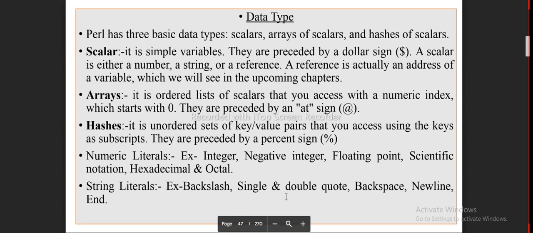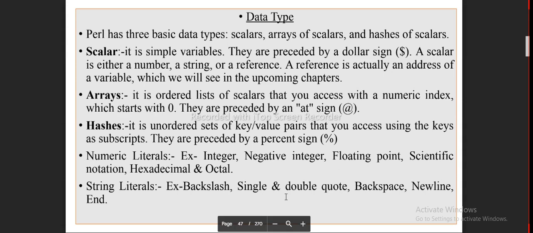Data types. Perl has three basic data types: scalars, arrays of scalars, and hashes of scalars. Scalars are simple variables. They are preceded by a $ sign. A scalar is either a number, a string, or a reference. A reference is actually an address of a variable, which we will see in the upcoming chapters.